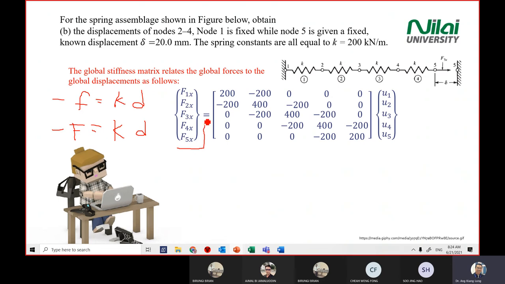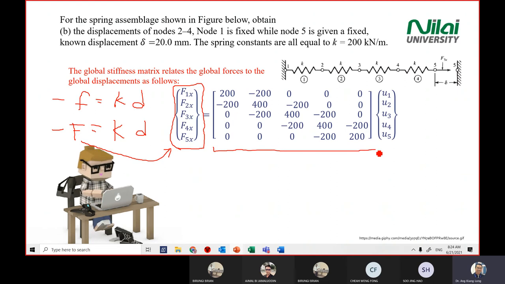Stop me if you're not able to understand why we can write in this form. This refers to the general equation F equal to KD. We just expand our F according to our scenario. We have 5 points there, so we have 5 capital F on the left hand side. The global stiffness matrix K, you already derived just now in section A. I just copied it, just as a reminder.